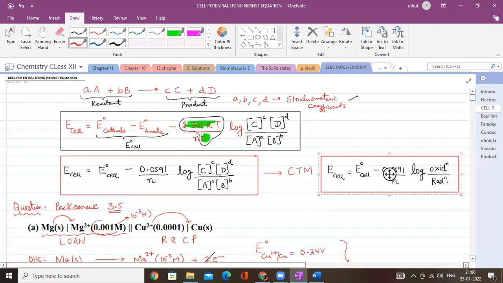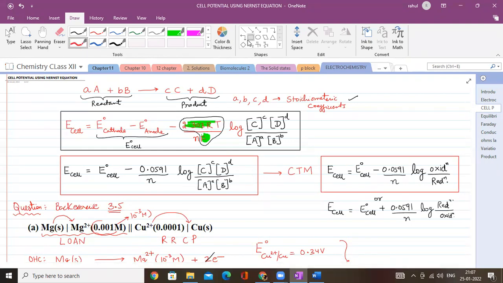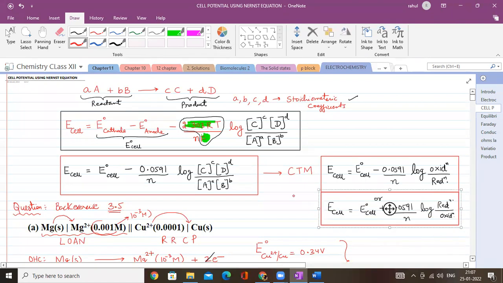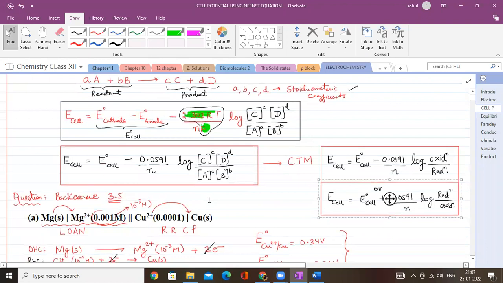I have seen some books, in what way do they write? They write the same formula, but E of the cell will be equal to E naught of the cell plus 0.0591 divided by n log, in spite of oxidation divided by reduction, now it becomes reduction divided by oxidation. So it is one and the same thing. You apply this formula, that formula, or any other formula, it will not make any difference. Nernst equation can be calculated by using this formula also. Let us start with a few questions, that will give you a better idea.